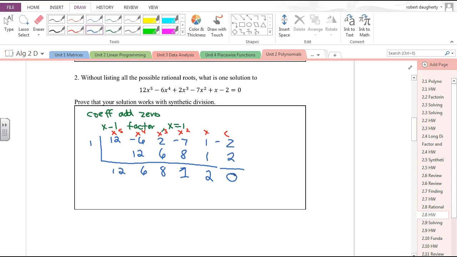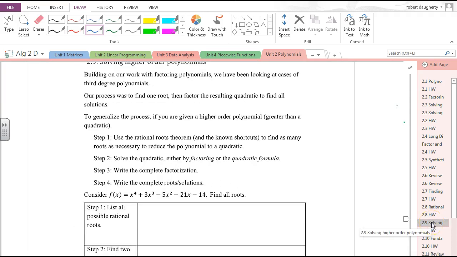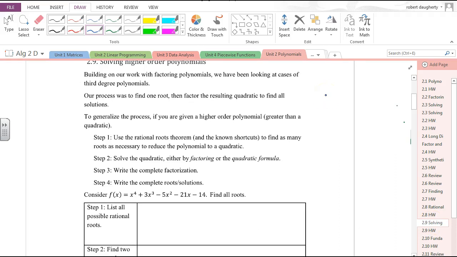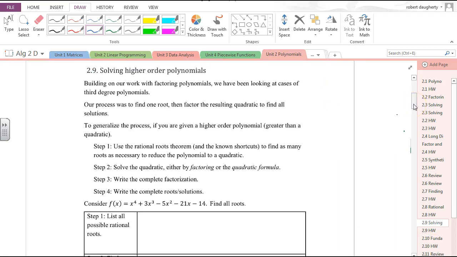So let's move into today's lesson, solving higher order polynomials. We're going to continue to build on what we've been doing, but we're going to solve some higher order, that means like 4th degree, 5th degree. Everything you did before was pretty much 3rd degree. But here's our process. Step 1, use the rational roots theorem and the 2 shortcuts. If the coefficients add to 0, x minus 1 is a factor, x equal 1 is a root. If the coefficients are positive, the root is negative. Those are our shortcuts.